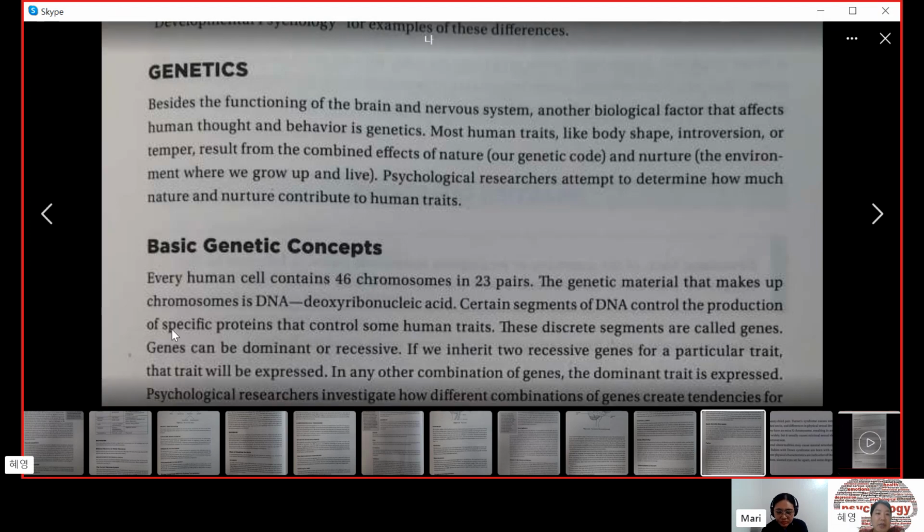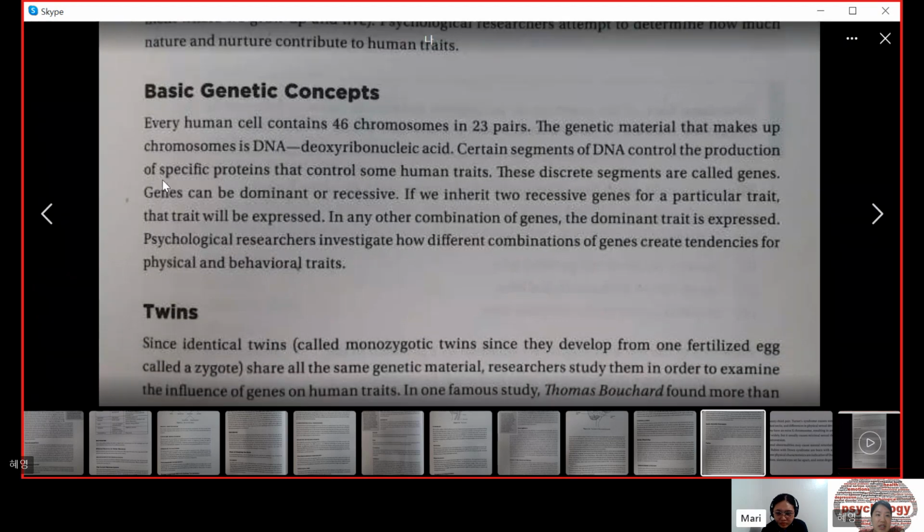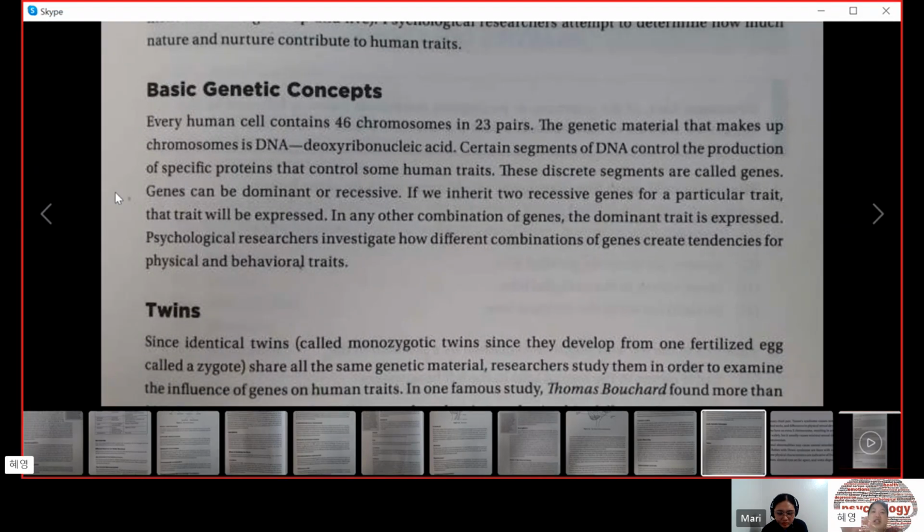So, there are some basic genetic concepts. Every human cell contains 46 chromosomes in 23 pairs. Yeah, so all humans have these. And the genetic material that makes up chromosomes is DNA. Maybe you heard of DNA, right? Yeah, DNA is deoxyribonucleic acid. This is the abbreviation of this long word.